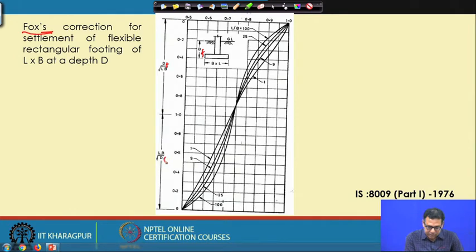The lower portion of this chart can be used for foundations whose depth of foundation is high. So, for a relatively higher depth of foundation we can use the lower chart, and for example, when you calculate the pile foundation settlement, we may use this lower portion of the chart.